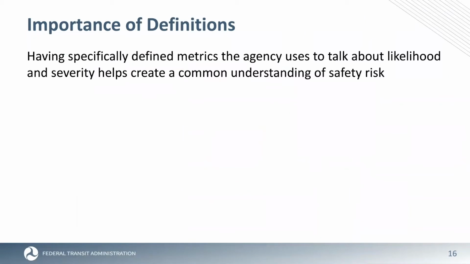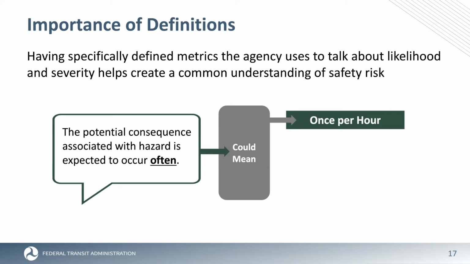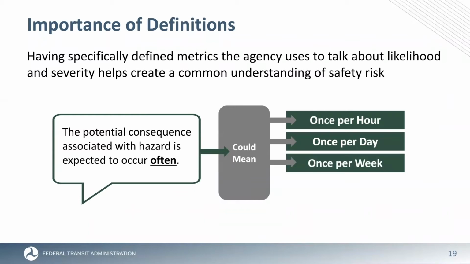These definitions are important, and it's important to specifically define them, especially likelihood and severity, to help prevent misunderstanding. For example, if we say that the potential consequence associated with this hazard is expected to occur often, one individual might think often means very frequently, maybe hourly. Another person at the agency might think often means once a day, or once a week, or based on their perspective, once a month. So the more specific we are with our metrics, especially when we're performing safety risk assessment, the easier it is to ensure that everyone is on the same page.